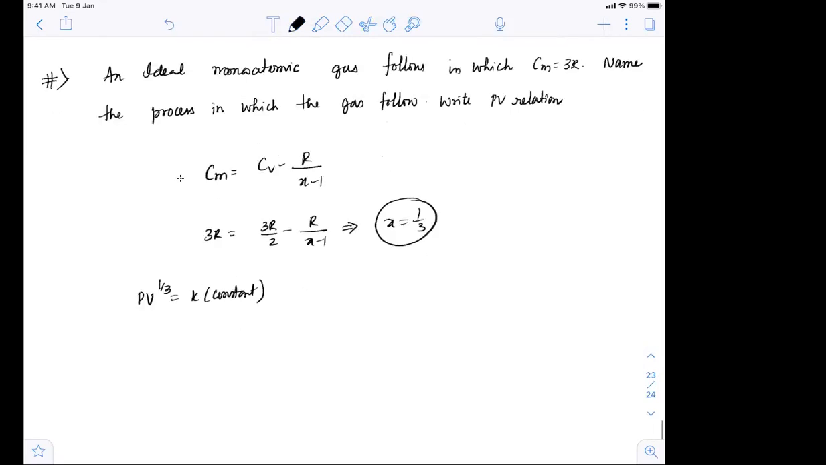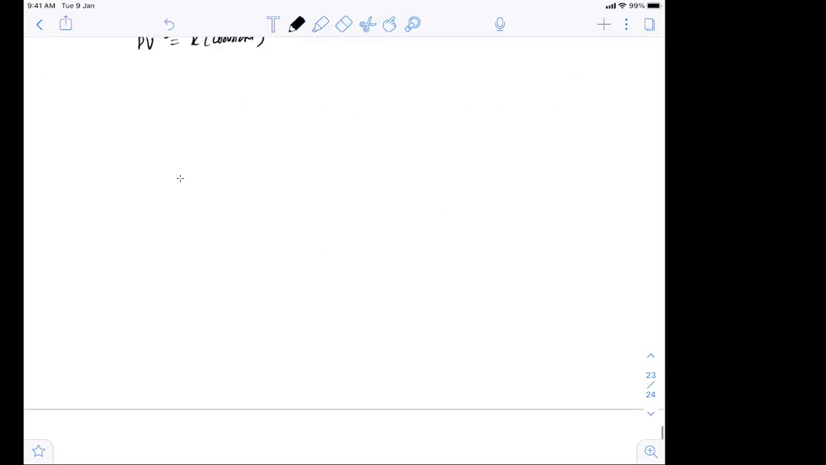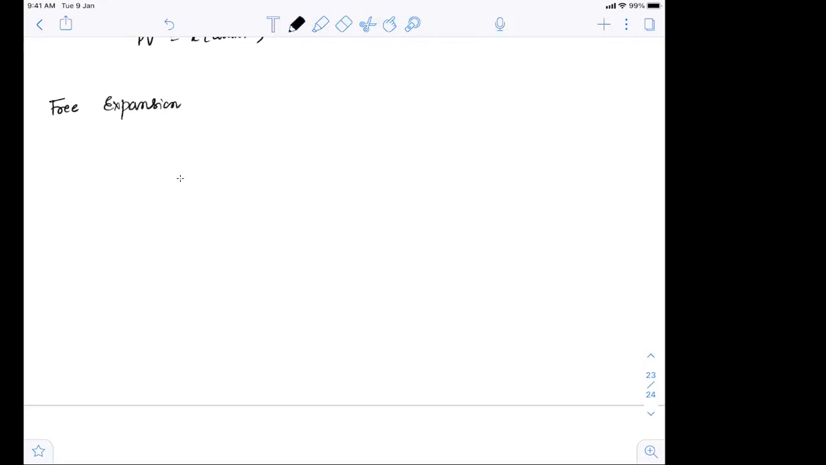So you guys should be able to do the questions regarding polytropic process now. Next important process is free expansion process. See, free expansion process is nothing but imagine a system which is connected this way, where we have an ideal gas here, and this side it is all vacuum.